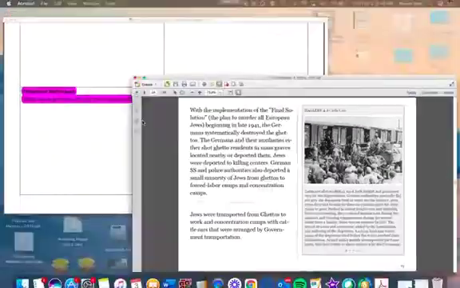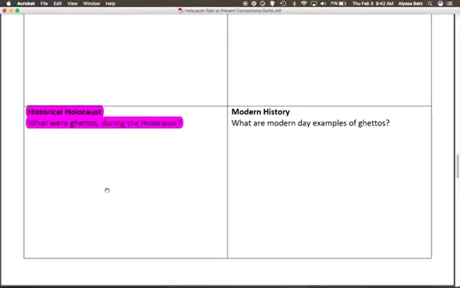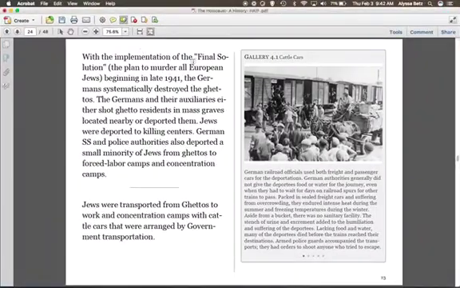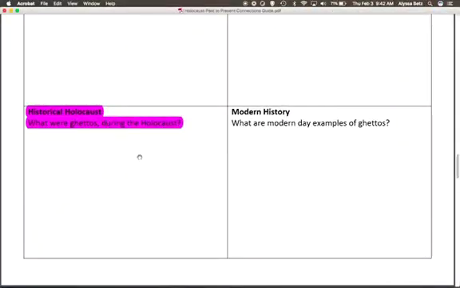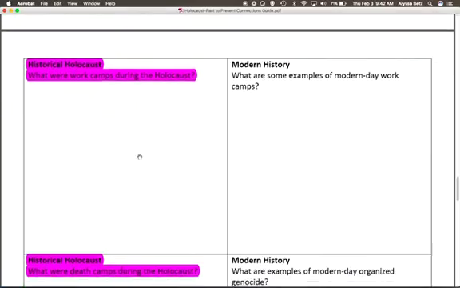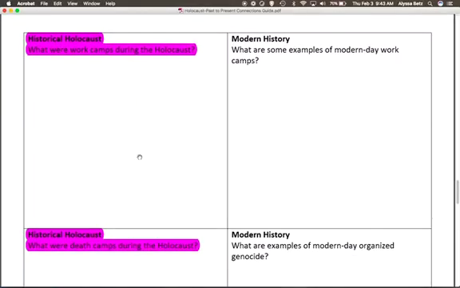So in addition to what we have so far in this box on page 3, we're also going to put that in 1941, the ghettos were destroyed. And from there, Jews were deported to killing centers. So from there, this box should now be complete, and we're going to move to page 4, work camps.